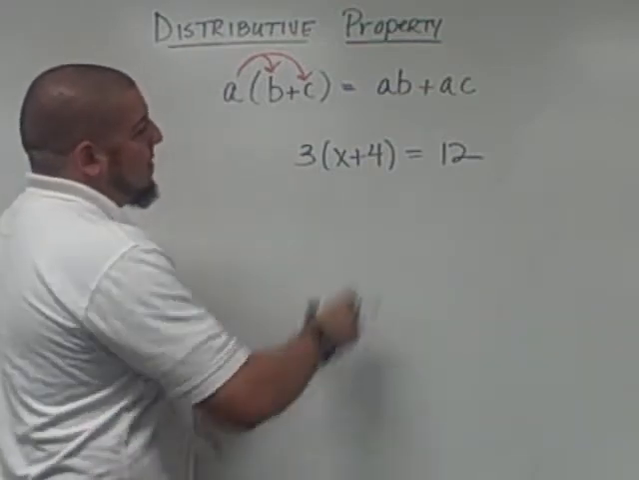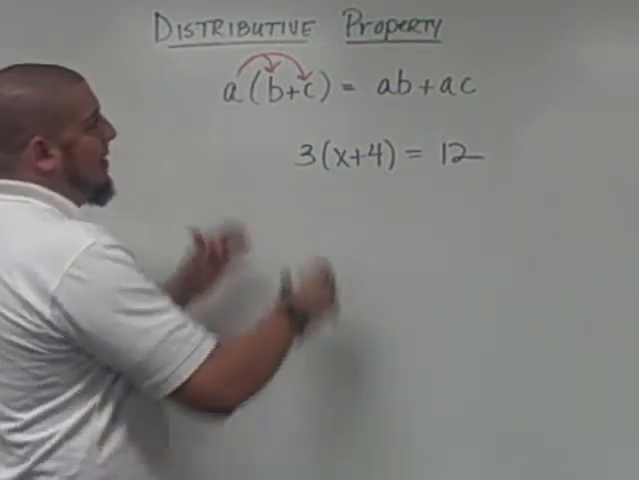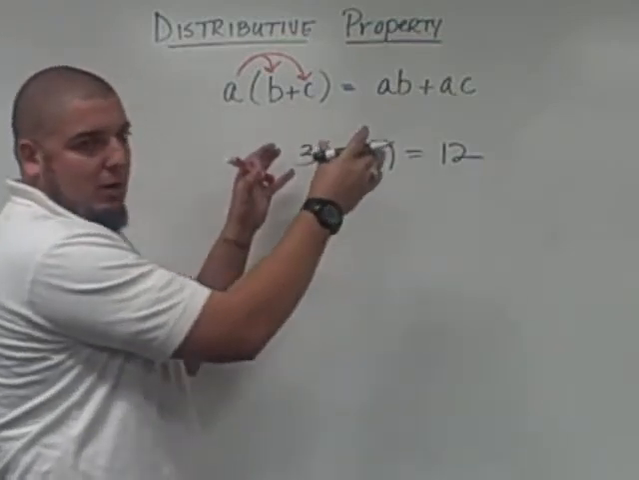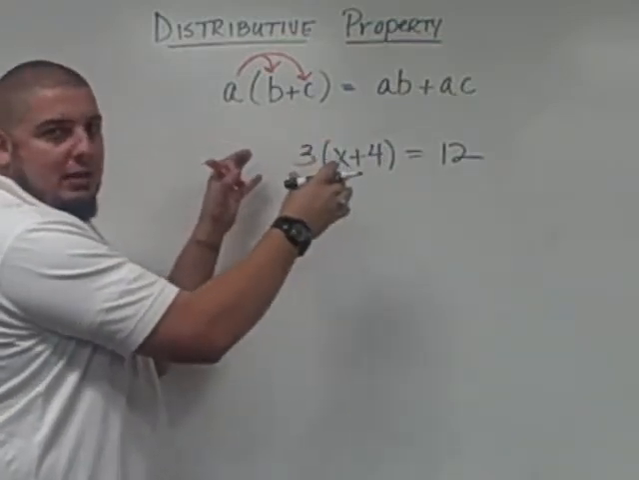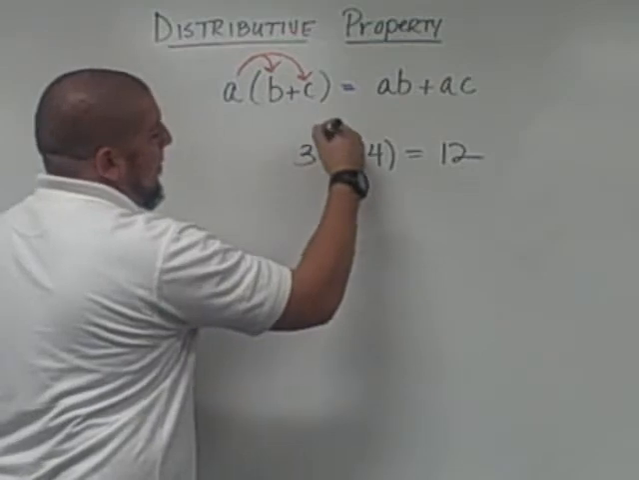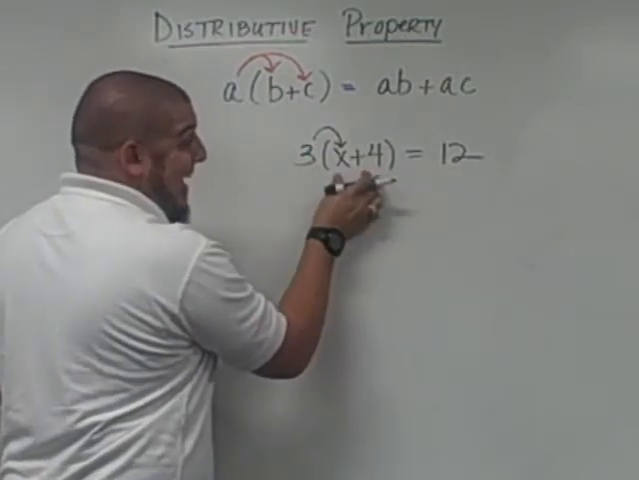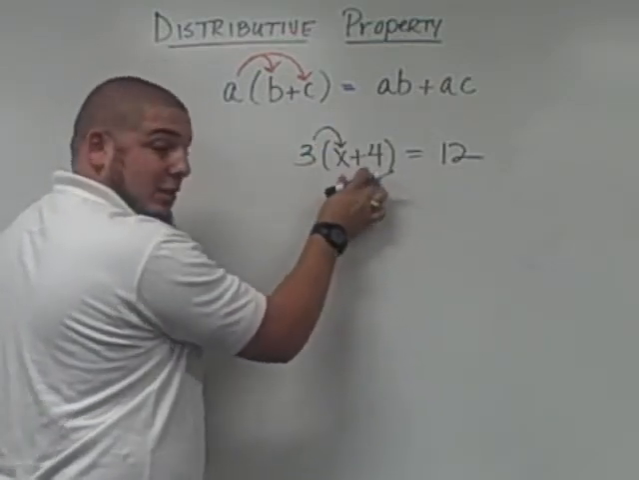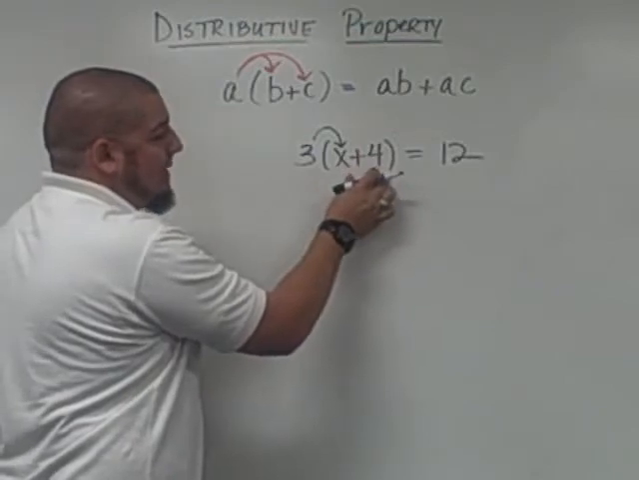The first thing I need to do is get rid of these parentheses, because distribution, like we talked about in the bell ringer today, helps you get rid of parentheses. So I'm going to get rid of the parentheses by multiplying 3 times x, because I can't add x and 4 together, because they're not like terms. So I can't add x and 4 together.